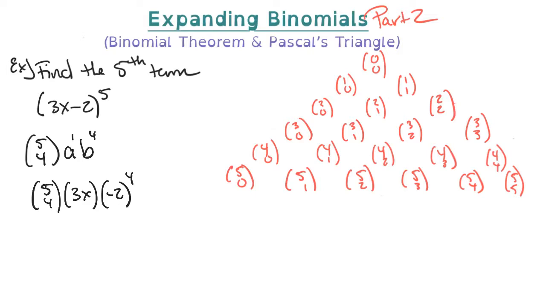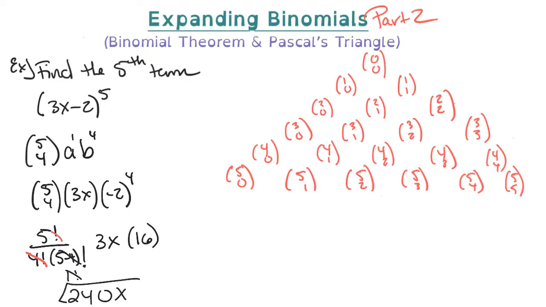So 5 choose 4 is 5 factorial over 4 factorial times (5 minus 4) factorial. 3x, negative 2 to the 4th is positive 16. Okay, so 5 minus 4 factorial is 1 factorial, so this is just a 1. And the 5 factorial on the top cancels with the 4 factorial on the bottom, leaving just 5. So we've got 5 times 3 times 16, which is 240x.